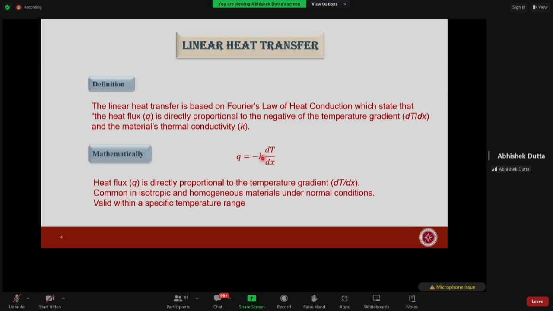for common isotropic and homogeneous materials under normal conditions, and it is valid within a specified temperature range. This is very important, that it is valid within a specified temperature range. These are the three important aspects of this equation, the linear heat transfer, and you can already see the linearity. It is more or less a linear relation that gives the relation between the temperature gradient and the thermal conductivity of the material.